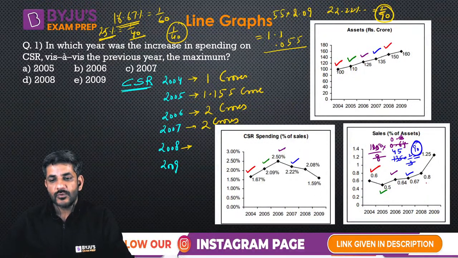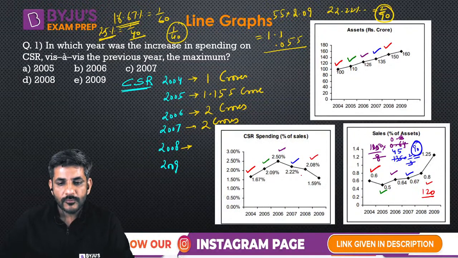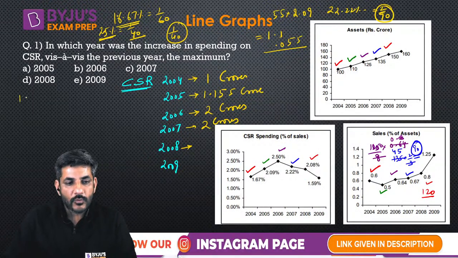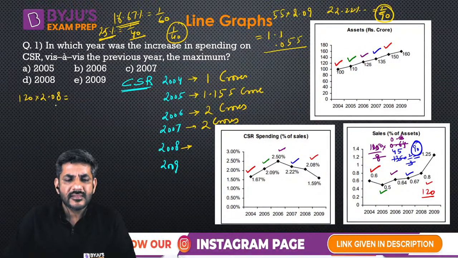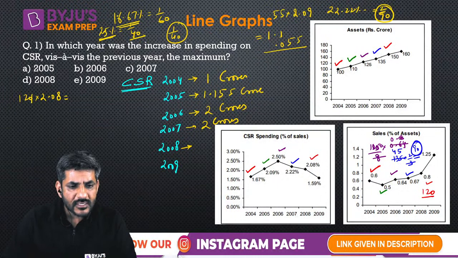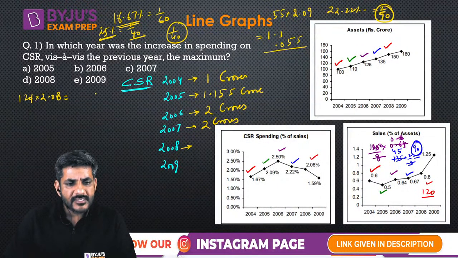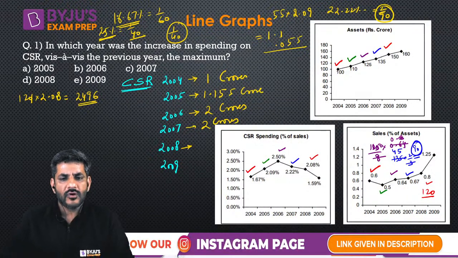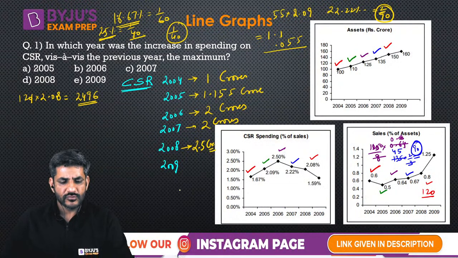150 are the assets. 0.8 times 150 is 120, and 2.08% of 120. Let's calculate that. So 120 into 2.08%. They just multiply directly. First remove the 0, it becomes 20.8. 12 8s are 96, 12 0s are 0, 12 2s are 24. This comes out to be 2.496. I would write this as approximately 2.5 crores.